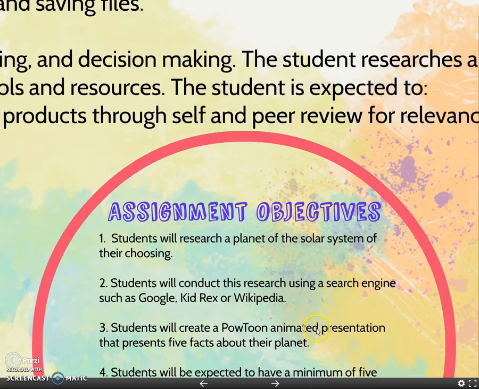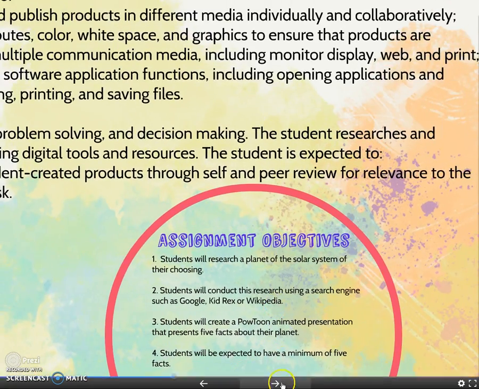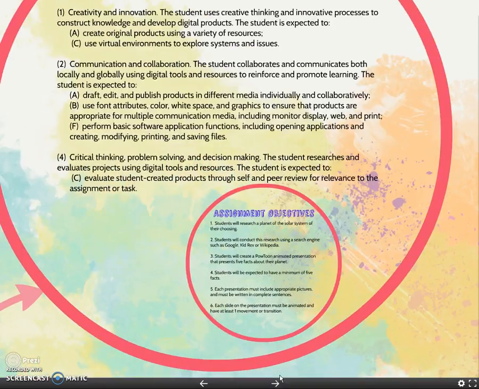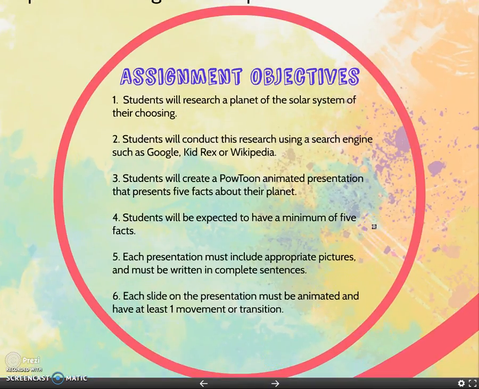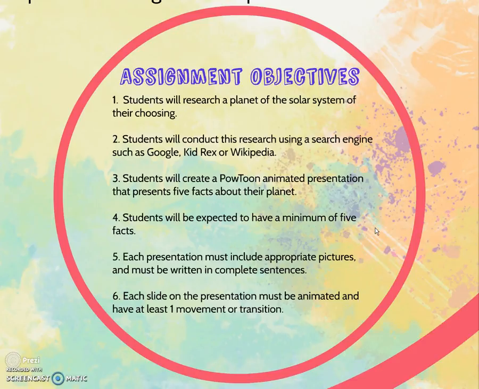For my assignment objectives, and I'm actually going to zoom out just a little bit so we can see that better, we're going to talk about how they are going to research a planet of the solar system. They're going to conduct their research using any kind of search engine that they want. They can create a PowToon animated presentation that presents 5 facts about their planet. Students will be expected to have a minimum of 5 facts, and each presentation must include appropriate pictures and must be written in complete sentences. Each slide on the presentation must be animated and have at least one movement or transition.